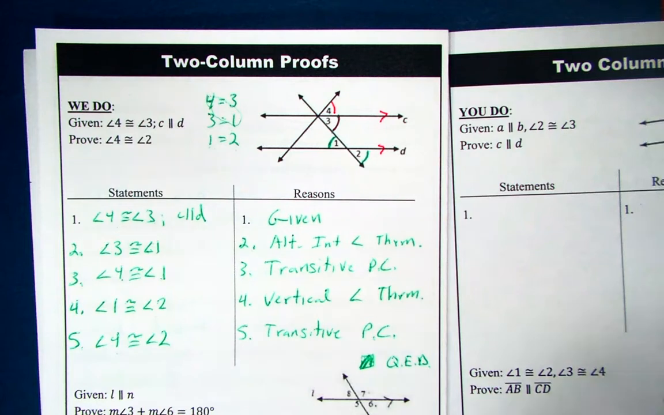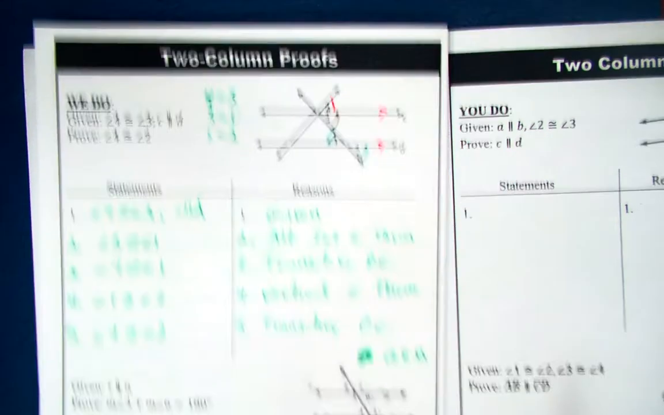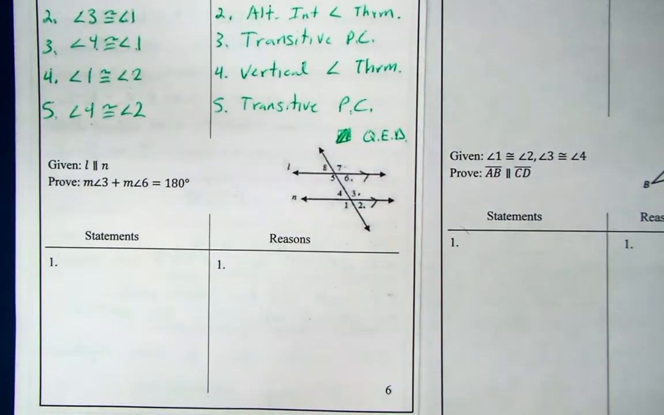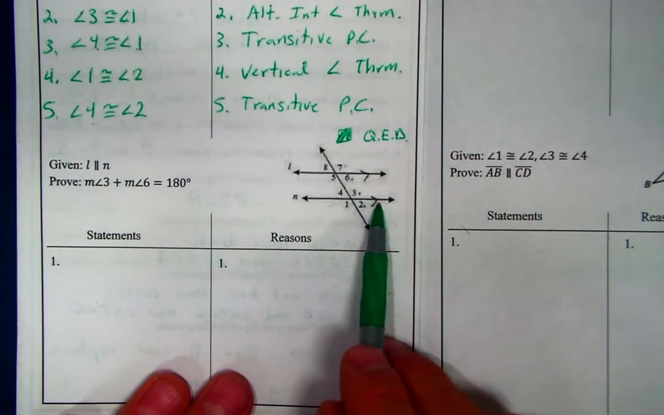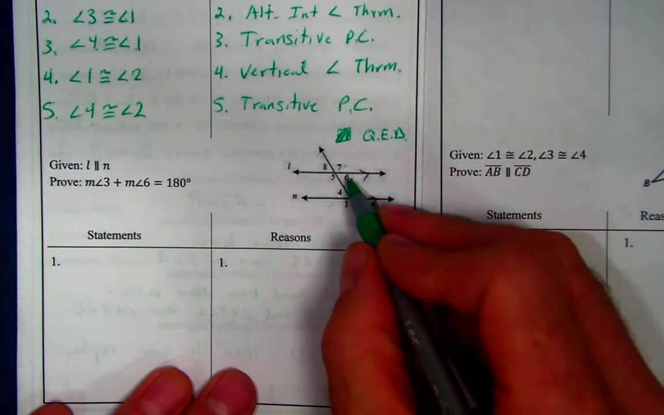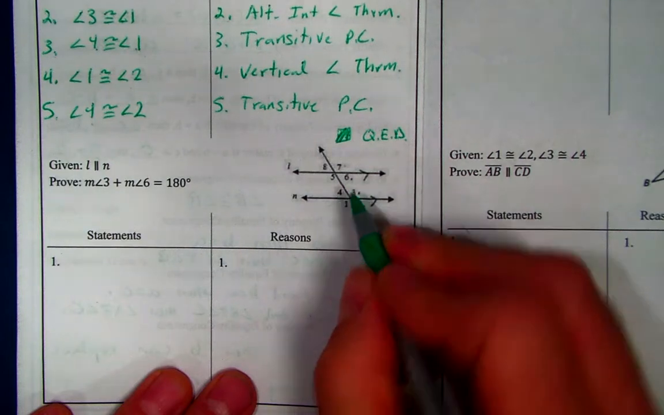All right, we'll do one more together. You try a couple on your own, and we'll see how you do. All right, number 2. We're given that these two lines are parallel, and we're trying to prove that these two consecutive interior angles are supplementary.